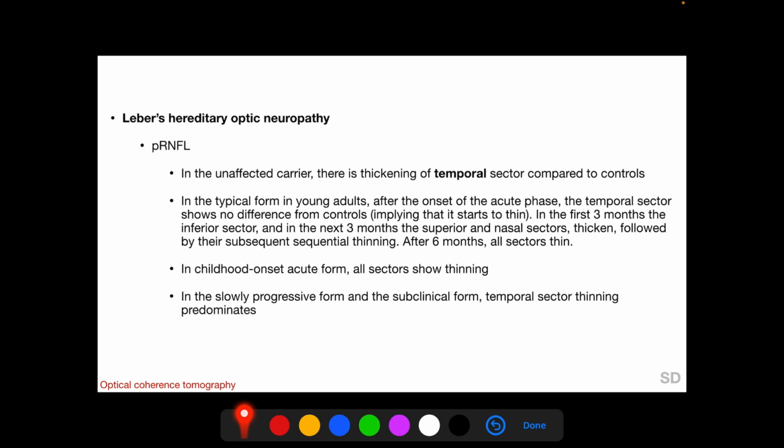Then in the first 3 months after symptom onset, the inferior sector, and in the next 3 months the superior and the nasal sectors thicken, followed by their subsequent sequential thinning. And after 6 months, all the sectors are found to be thin. In childhood onset acute form, all sectors show thinning. And in the slowly progressive and the subclinical form, temporal sector thinning predominates, and the remaining sectors, inferior, superior and nasal, may be spared.